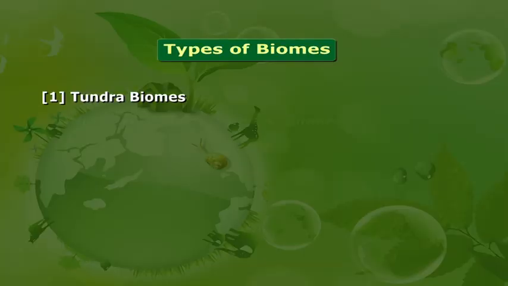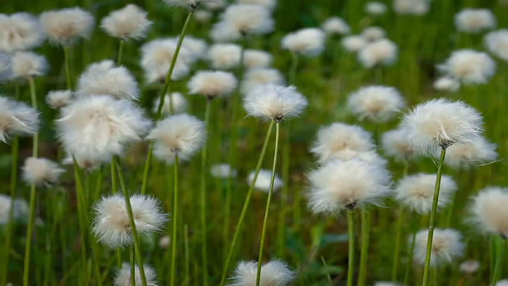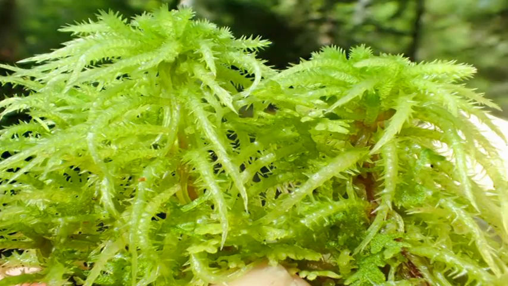The second type includes northern coniferous forest biomes. They stretch across both North America and Eurasia. They constitute thick belts of evergreen forests. Winters are chilly while summers are pleasant in these regions. Marshes have cotton grass and sphagnum.